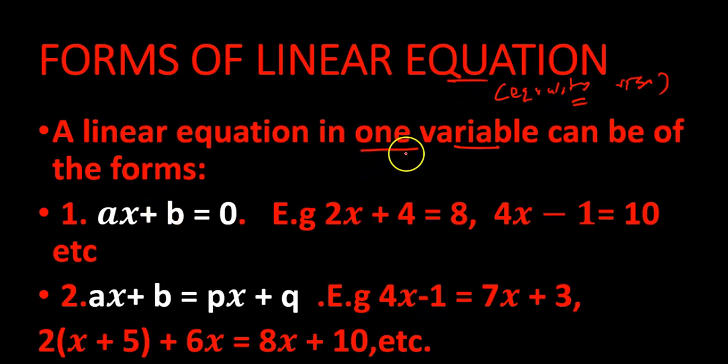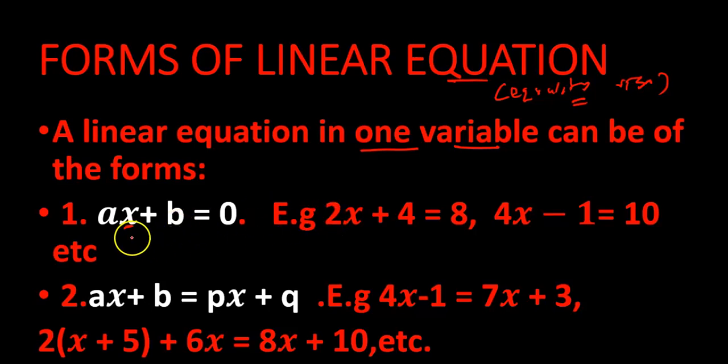Then why is it called linear? Why is it called one variable? Variables are letters that we solve for. They are the unknown letters that we solve for. So the unknown letter here in this case is x. Although you'll be tempted to say that we have a and b, the a and b, they are constants. Constants are numbers like 2, like 3, like 4.